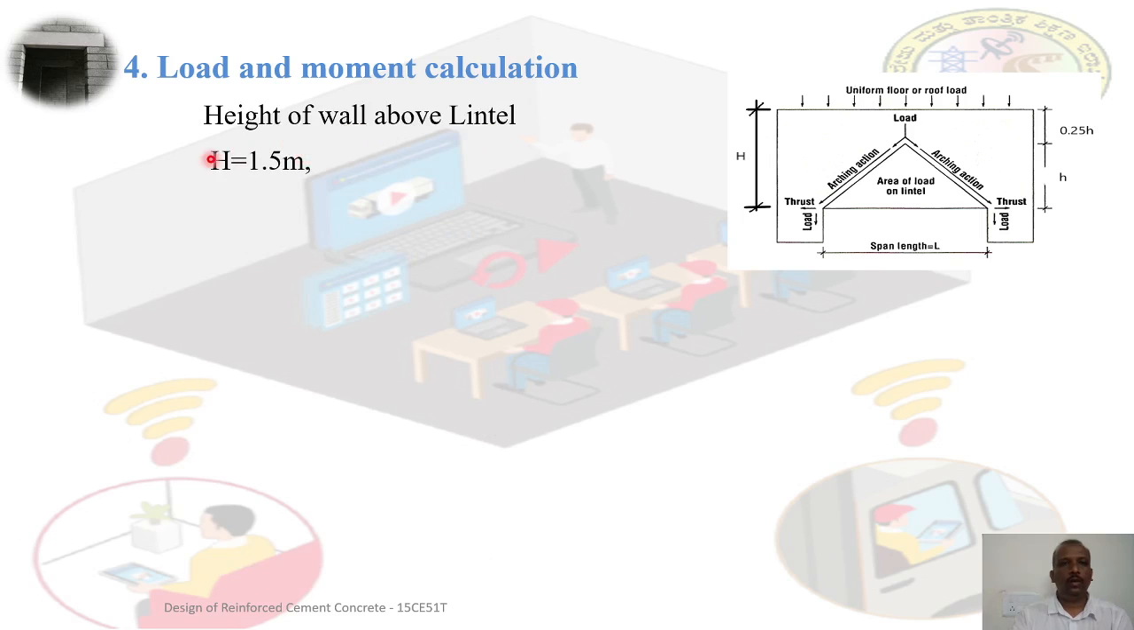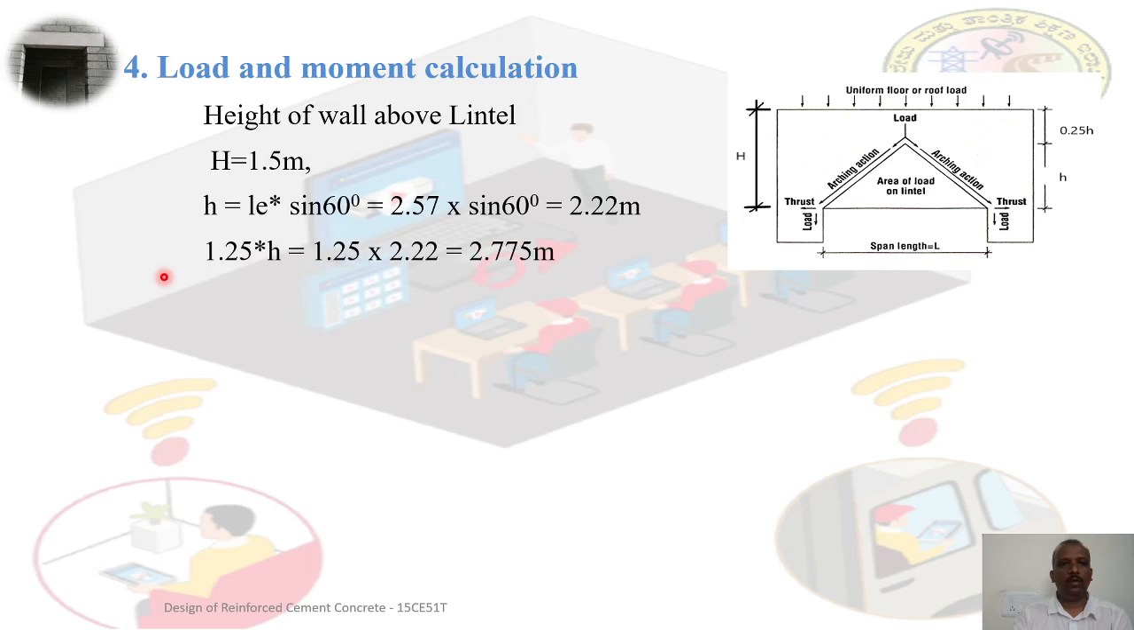The height of the wall above the lintel, H, is 1.5 meter. We need this height of the triangle, h, which is equal to Le into sin 60, that is 2.57 into sin 60. We get 2.22 meters. Here we come to know that this height is more than this, but even then we need to calculate as per the procedure. 1.25 times h is equal to 2.775 meters. If we compare these two, we come to know that H is less than 1.25 times h.